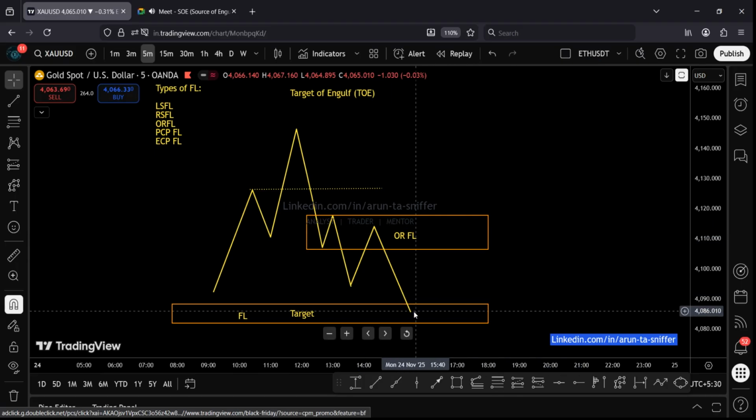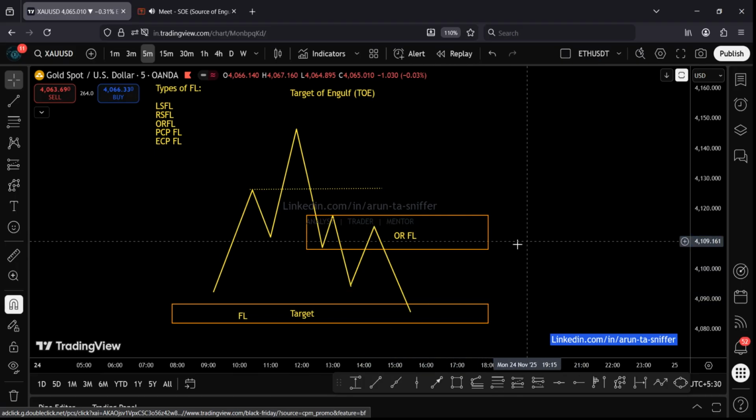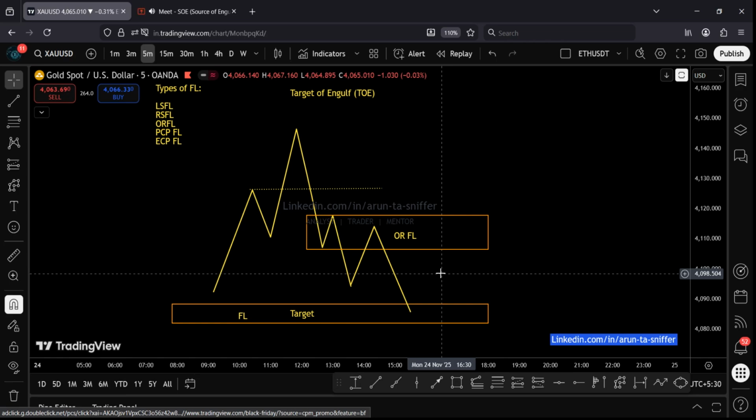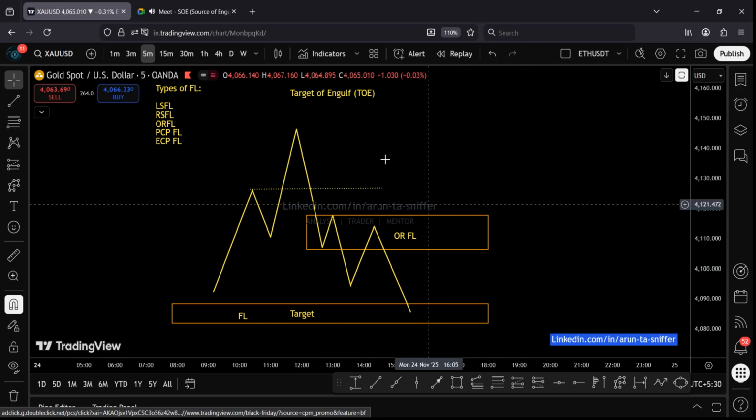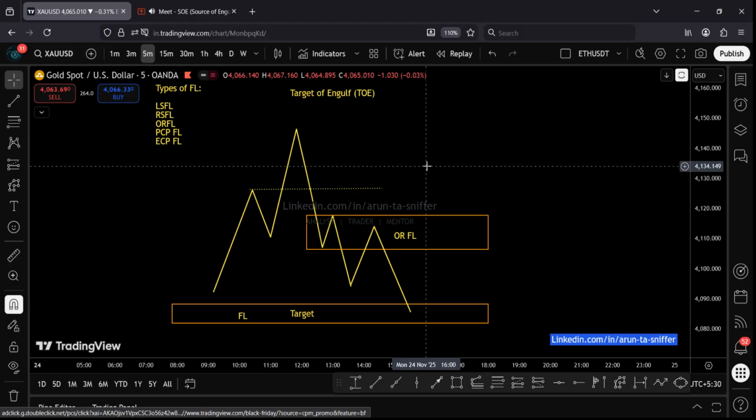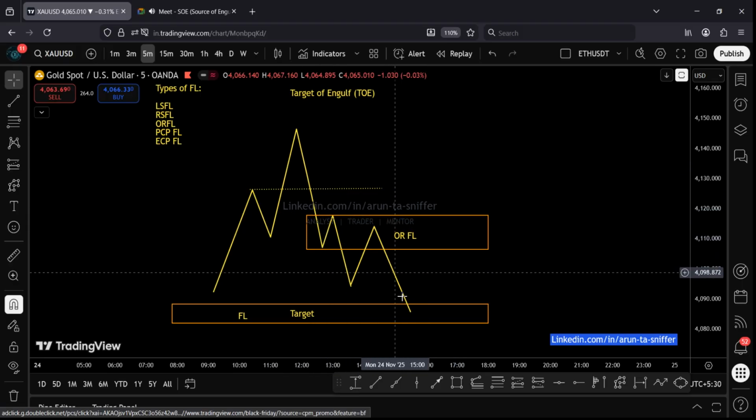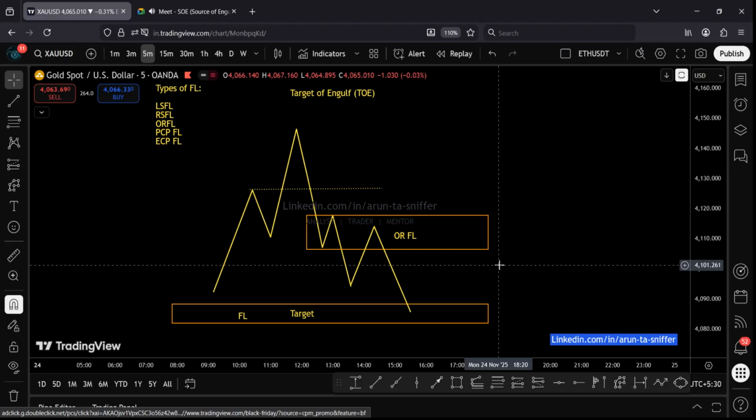This sent the price, so this is now our ORFL. Now any question in this? This type of zone sends the price to the target. Any question? No question. Okay, fine.